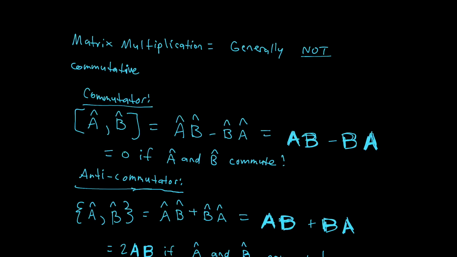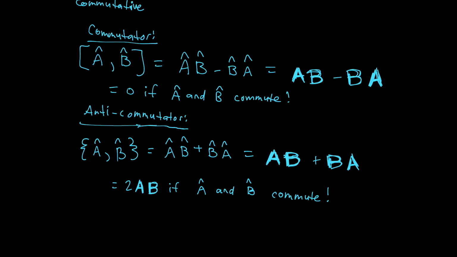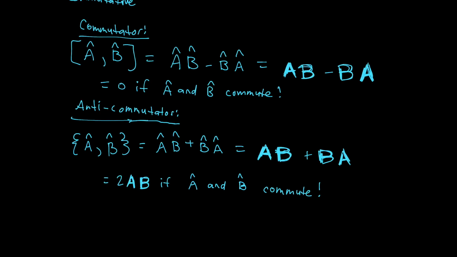So when you operate A and B on a vector, it is the same result as when you operate B and A on a vector. So let's define the commutator of two operators A and B as A times B minus B times A when A and B are matrices, and it equals 0 if A and B commute. Now let's define the anti-commutator, which is represented by curly braces instead of those brackets, as A times B plus B times A when A and B are matrices, which is equal to 2 times A times B if A and B commute.